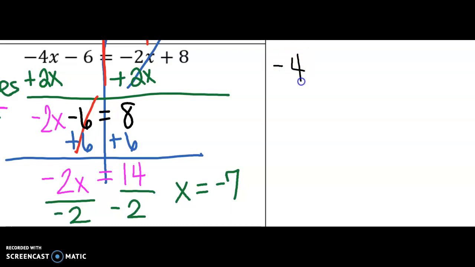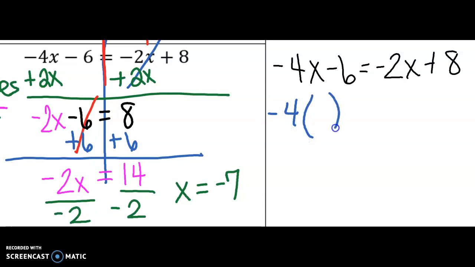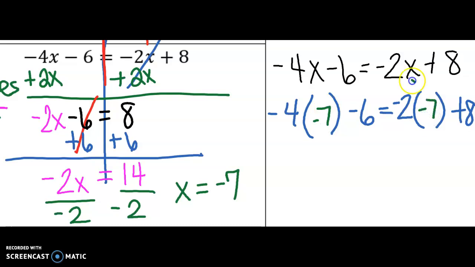So I have negative 4x minus 6 equals negative 2x plus 8. And instead of x, I'm going to plug in that negative 7. So let me write it this way. I'm putting parentheses because the parentheses kind of tell you that there's something that has to go there, and it's multiplication because they're right next to each other. So in there, I'm going to plug in my negative 7 because that's where my x was. I'm plugging it in there like that. I'm replacing it, or substituting it.